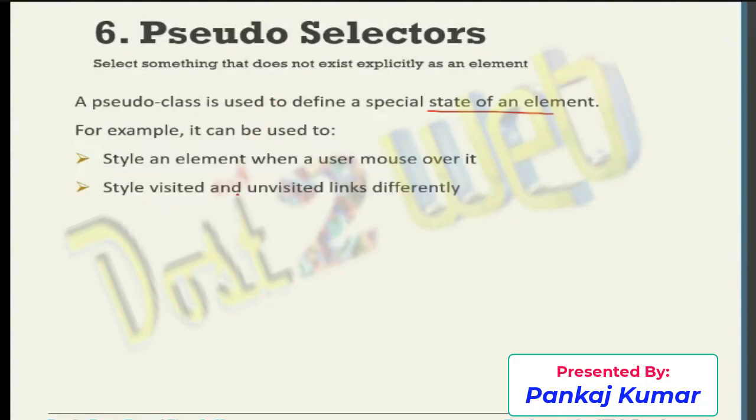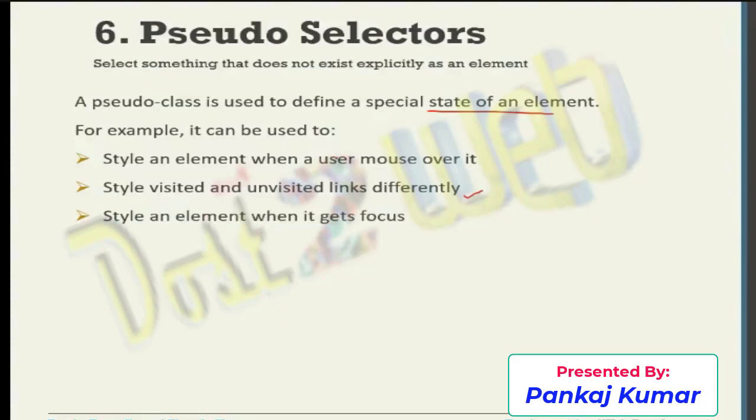Visited and unvisited links are styled differently. Maybe you have seen this when you click on a hyperlink. The moment you click and come back to the same screen, or you search in Google: search something, click on the first link, and come back. When you come back to the Google search page, you will see a highlighting. That means you have clicked or not clicked. That difference is made with the help of pseudo selectors only.